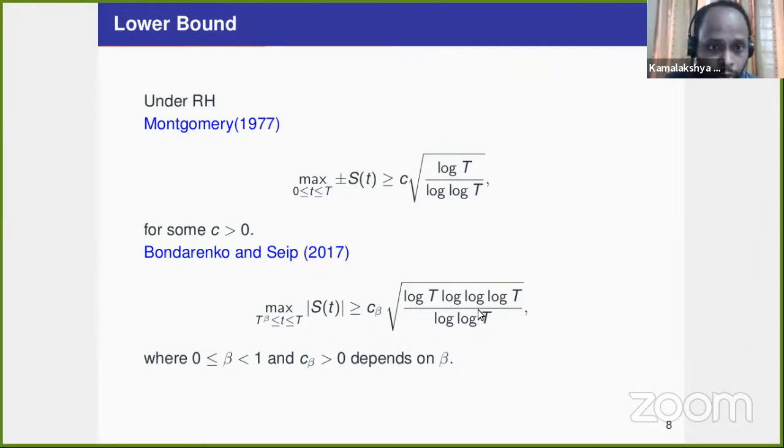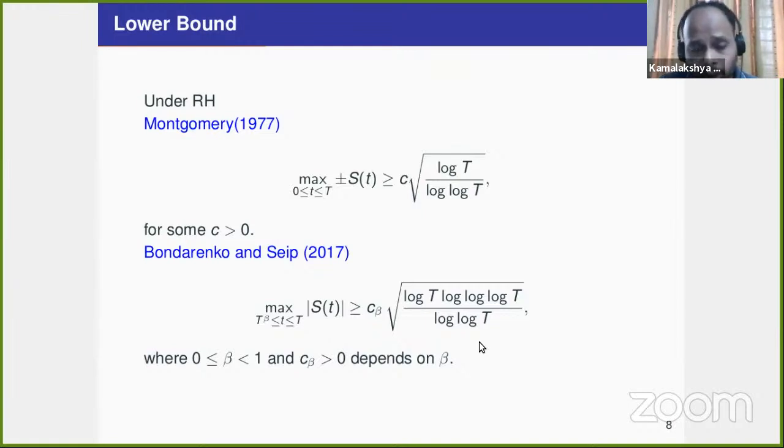So though Bondarenko and Seip's result improves Montgomery's result, it doesn't say which values of S(t) are large, whether the positive values of S(t) are large or whether the negative values of S(t) are large. We know just that one of these is large. So today's talk we'll try to understand this problem: which values of S(t), the modulus of S(t), is large, and this is the best result we can prove using the resonance method.